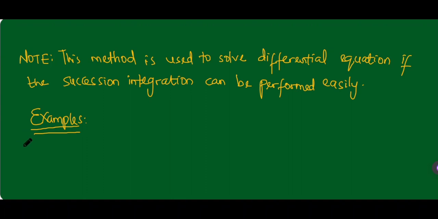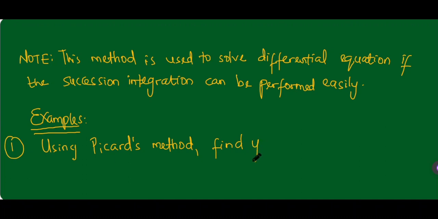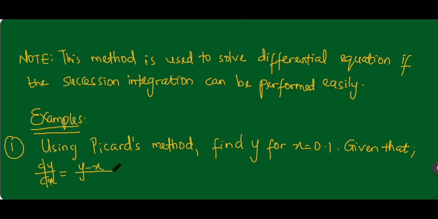So the first example we are going to be looking at, example 1. Using Picard's method, find y for x is equal to 0.1, given that dy/dx is equal to (y minus x) divided by (y plus x), and y at x is equal to 0 is equal to 1.